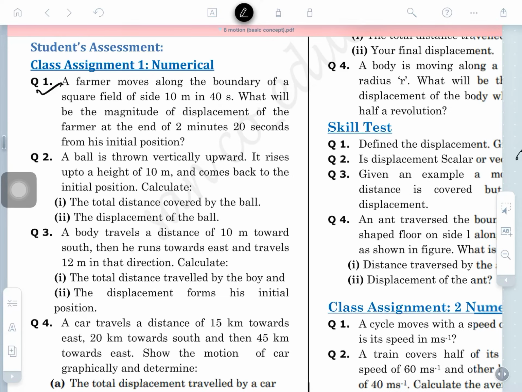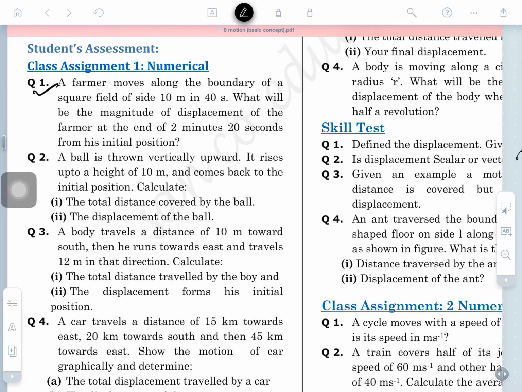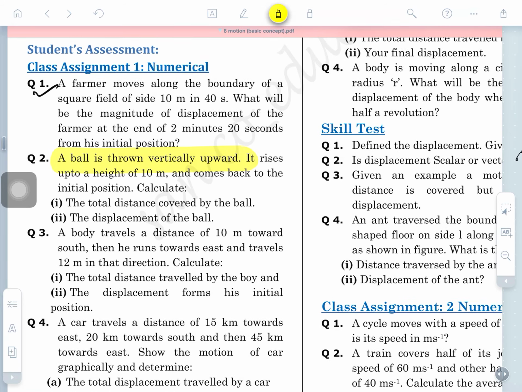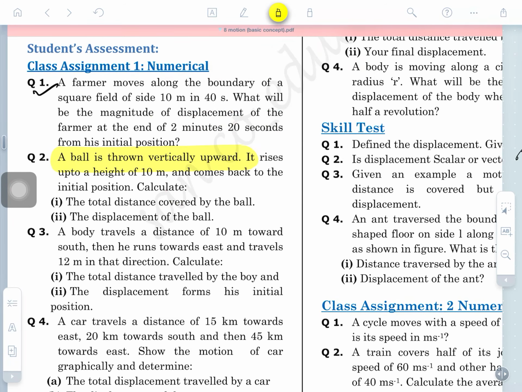Okay, right. So, see here the second question: a ball is thrown vertically upward. What is it saying here? It rises up to a height of 10 meters and comes back to the initial position. Calculate then. Do not move rashly toward the question; you have to think about the situation practically, so the situation should be drawn in your mind. Is that clear or not? So, how can we do this? Please tell me. This is very simple. The situation is to be drawn here.